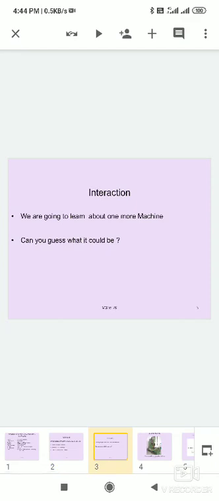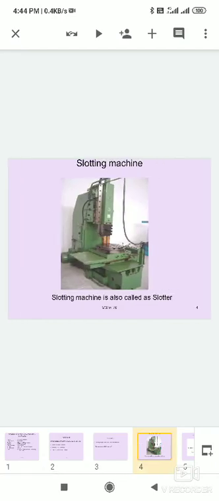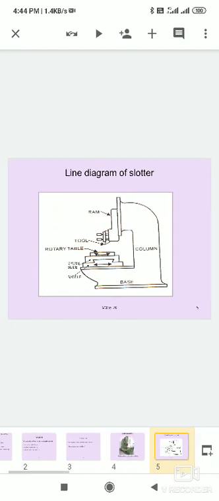Interaction. We are going to learn about one more machine. Can you guess it? That is the slotting machine. This is a slotting machine. First, we learn its main components: base, column, ram, tool, rotary table, cross slide and saddle.